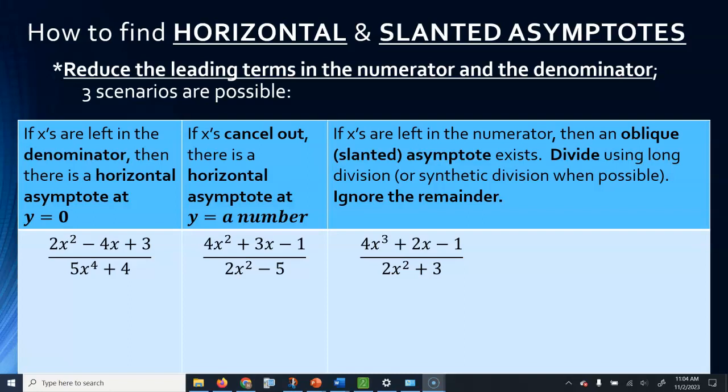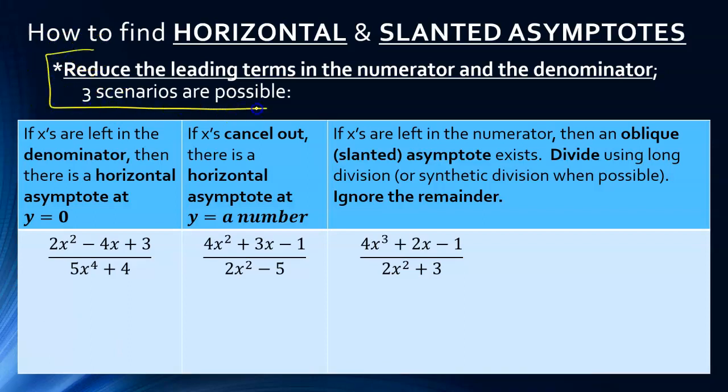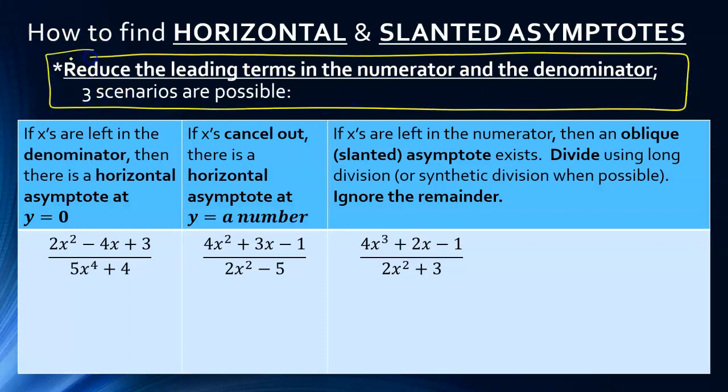Now, before we talk about what's in this box, I really want to make sure that you catch what's above the box. This is how we're going to start these out. We're just going to focus on the leading terms, okay? And we're going to take the leading terms between the numerator and the denominator and reduce those. So in this first example, the leading terms are 2x squared.